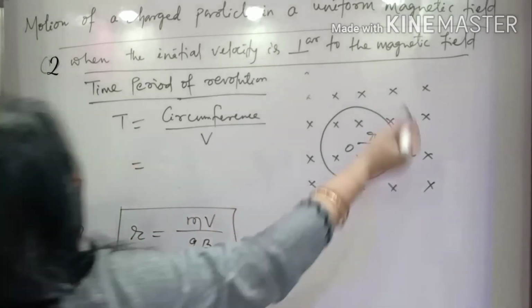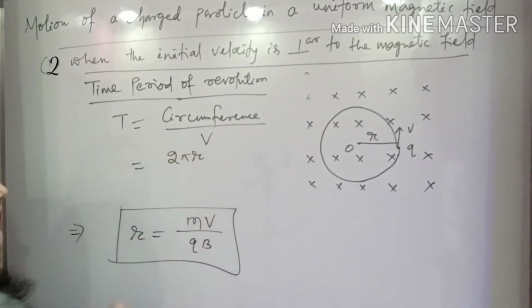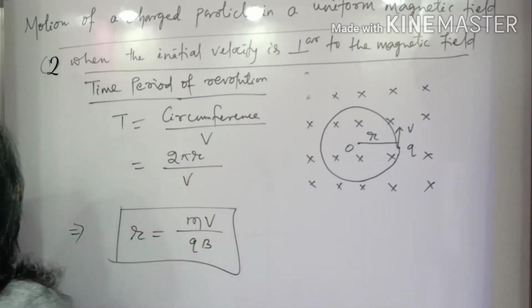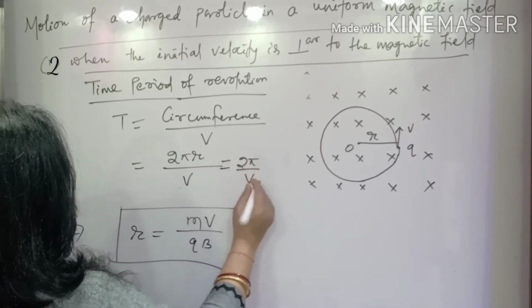Now, what is the circumference while it is taking one complete turn? That is 2 pi r, the circumference of the circle. So that is T = 2 pi r by v, or this can be equal to 2 pi by v into radius.